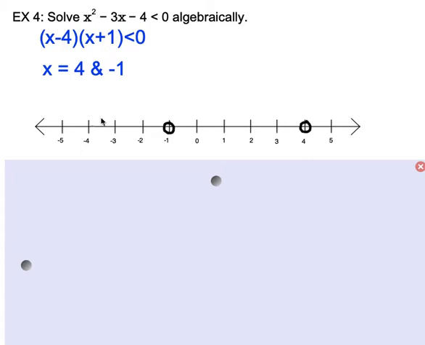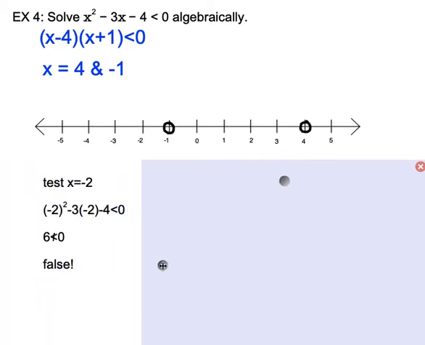So the first number I picked was something to the left of -1. So I picked -2. I substituted -2 into the original equation and I got 6. Well, I know 6 is not less than 0, so that is false. I'm just going to write F up here for false. So anything over here is false because -2 didn't work.